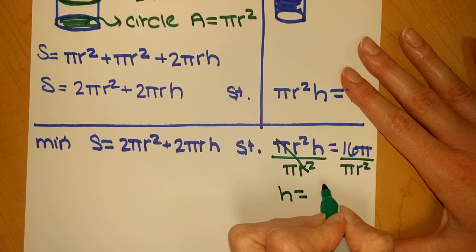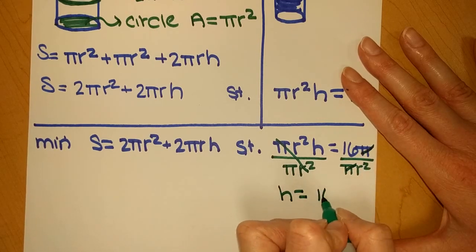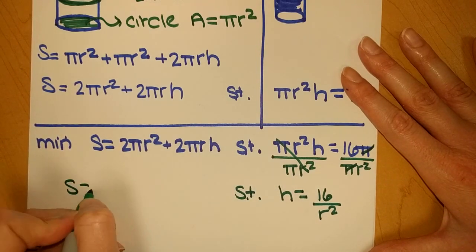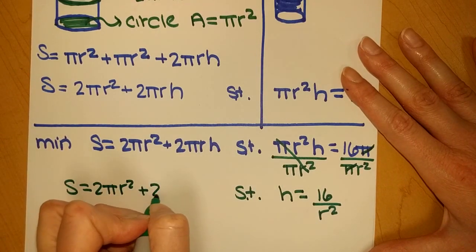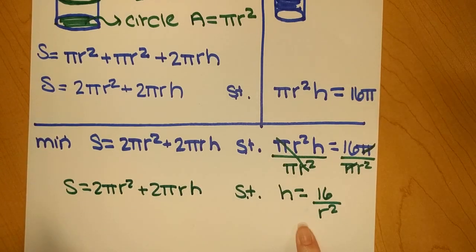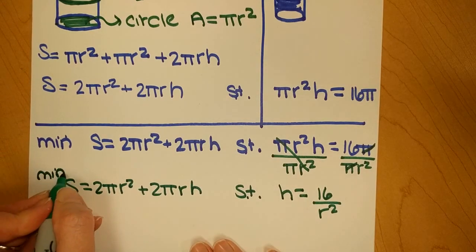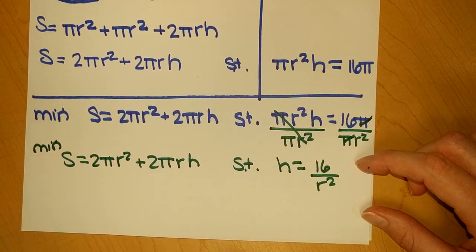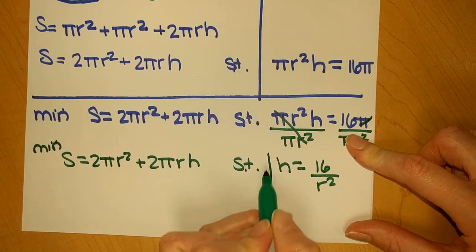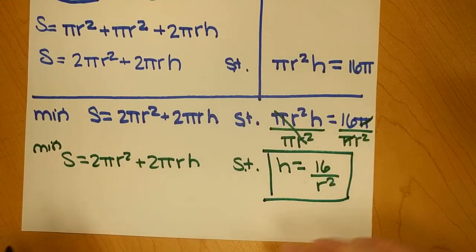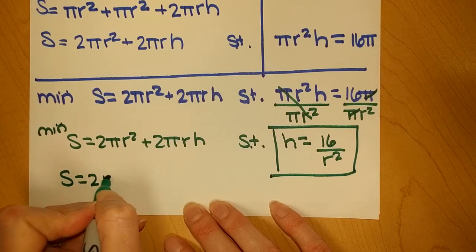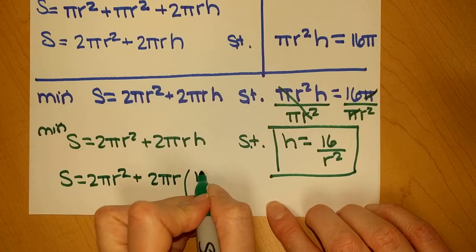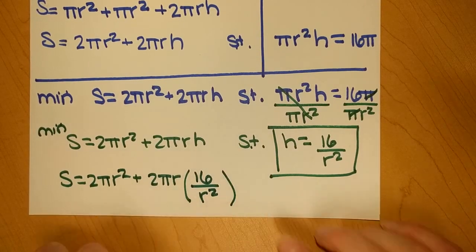And I get h is equal to, here the pi's cancel, so I have 16 over r squared. So this is subject to that the height is equal to 16 over r squared. So once I have the 16 over r squared, we've talked about this before, we're going to substitute that 16 over r squared in for h. So this will become 2 pi r squared plus 2 pi r, and then in for h, we're going to plug in 16 over r squared.